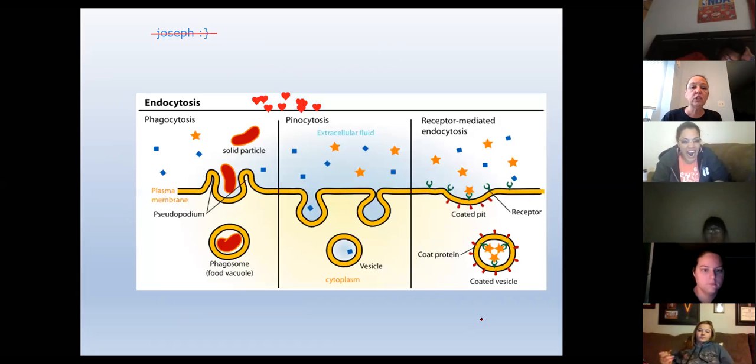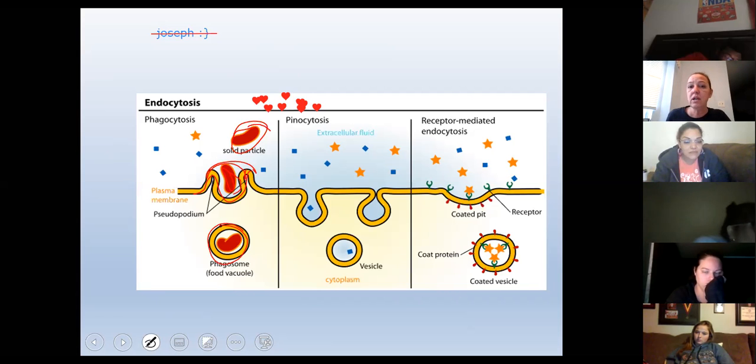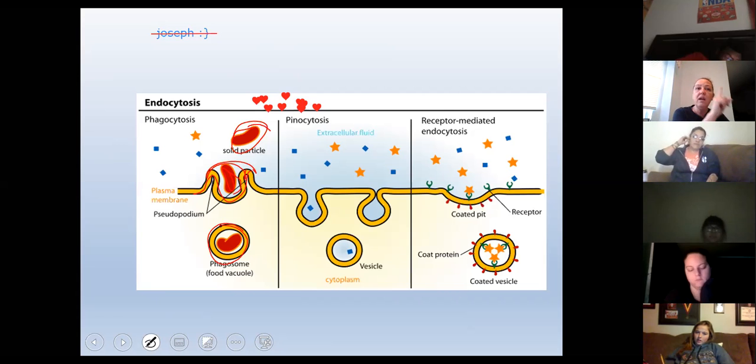Here's a picture for you little visual learners. I have a solid particle right here on the outside of my cell. This solid particle comes and binds with the cell membrane, and then the cell membrane pinches off, and we have brought the solid material into the cell. Endocytosis via phagocytosis. Endocytosis, I've just brought something into the cell. Phagocytosis tells me it was a solid particle.